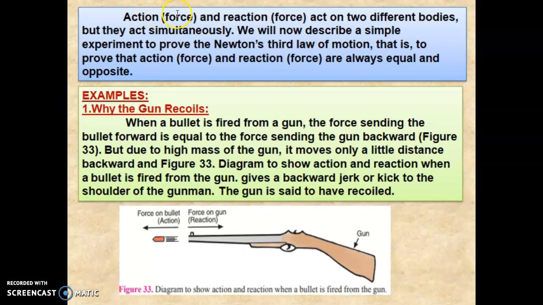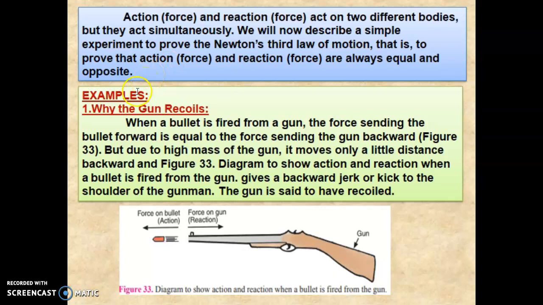Action and reaction act on two different bodies, but they act simultaneously. We will now describe a simple experiment to prove Newton's third law of motion, that is, to prove that action and reaction are always equal and opposite.